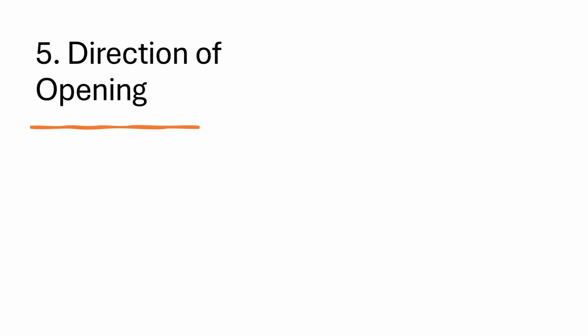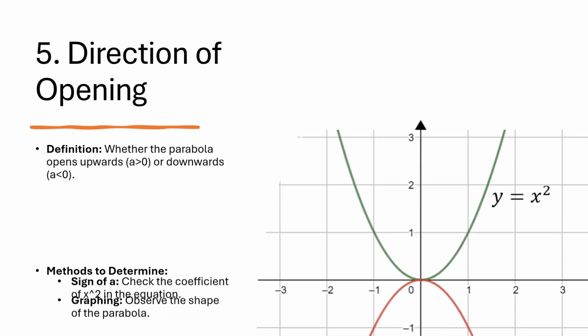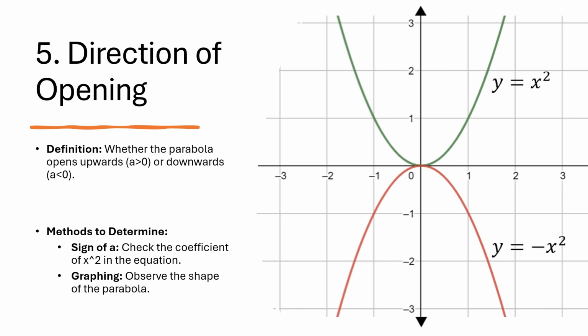Number 5, direction of opening, meaning whether the parabola opens upward, which happens with x squared, or downward, like it's sad, which is a negative x squared. As you see on the graph, you can check the coefficient of the x squared term. If it is negative, it is going to be sad. If it is positive, it's smiling.